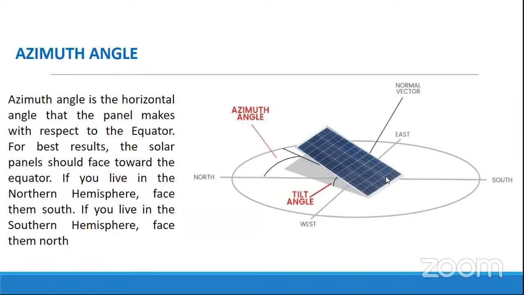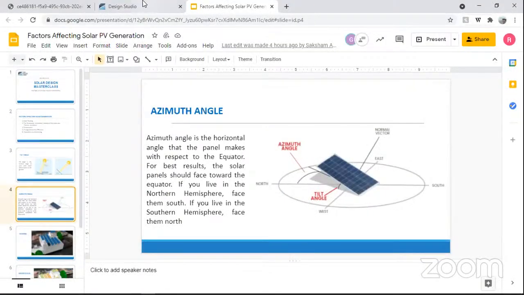But why do we place the panels in the true south direction? That depends upon the hemisphere in which you are. Suppose a person is sitting in the northern hemisphere. For that person, the equator will be in the southern direction, hence they will place the panels in the true south direction. Whereas for the person sitting in the southern hemisphere, the equator will be on the northern side, and that's why the panels will be placed in the true north direction. So that's the basic concept behind your azimuth angle.